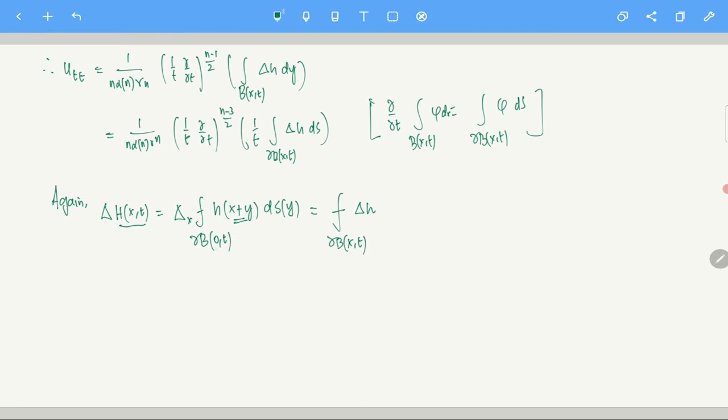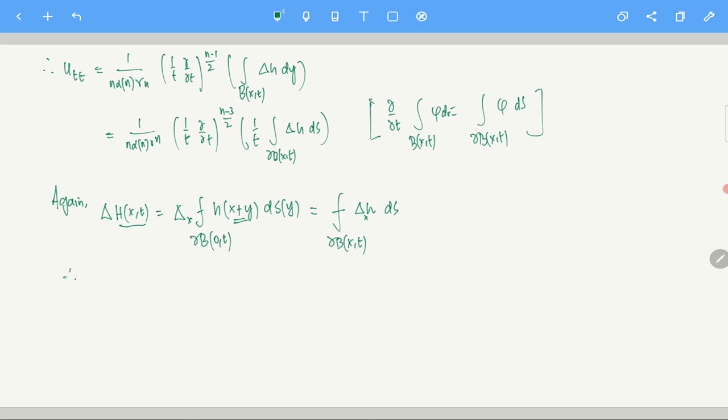I just changed the variable. So you see, this ∂B initially was at the center x and radius t. I just changed the center to the origin. So Δx of this particular thing, that is why I can take the twice derivative with respect to x inside. Delta inside. So it becomes this dS. Clear?